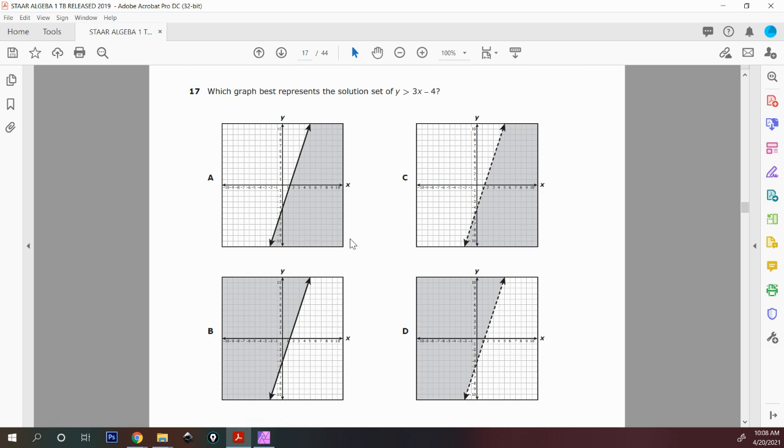All right, every time we have one of these inequalities, I want to make sure y is by itself, and it is, and then I want to look at the sign. If it does not have a line on it, then it needs to be dotted. So it can't be A and it can't be B. It's got to be one of these two. It's also greater than. Greater than means shade above. Well, that one's shaded below, so it can't be that. It's got to be that one, all based on what the sign is right there.